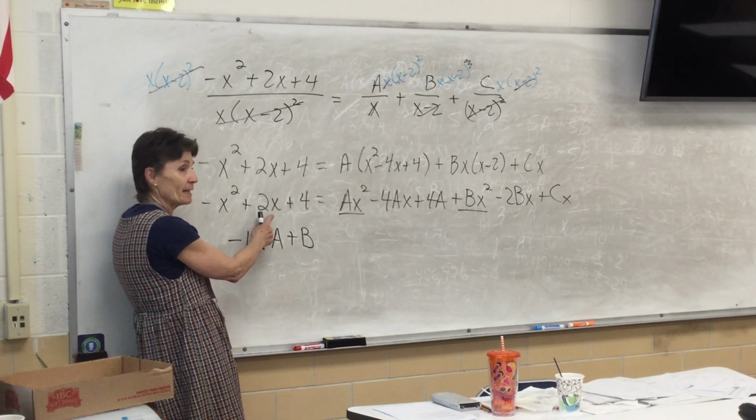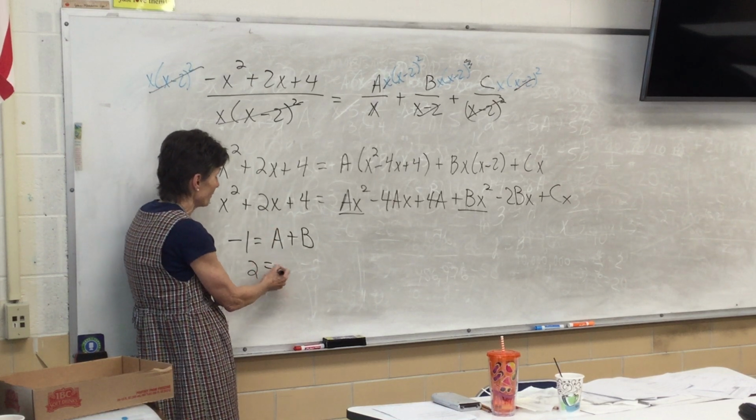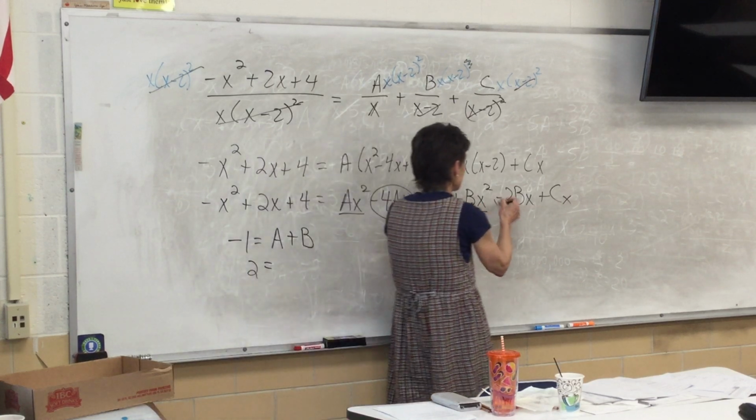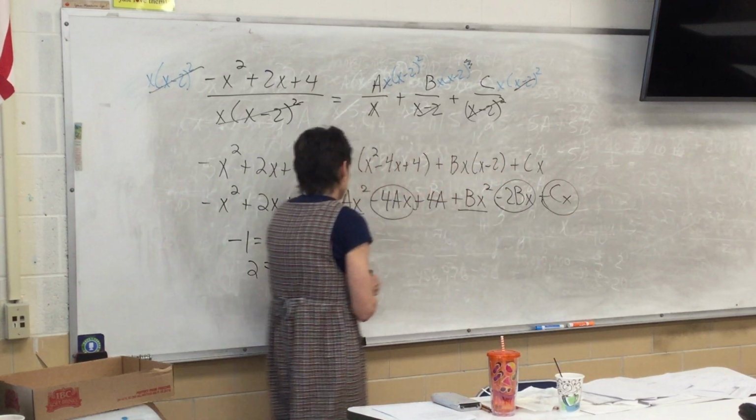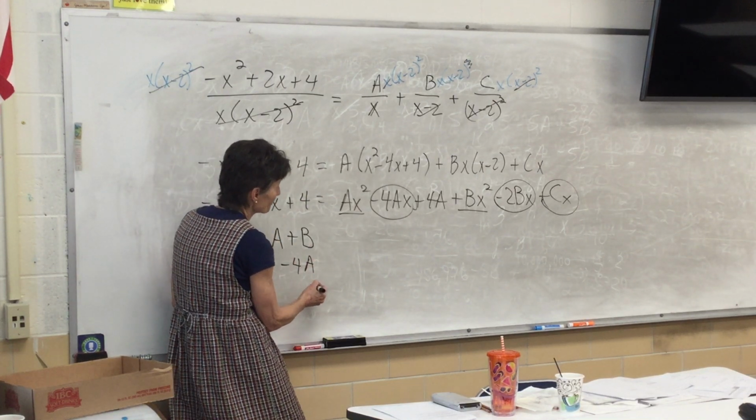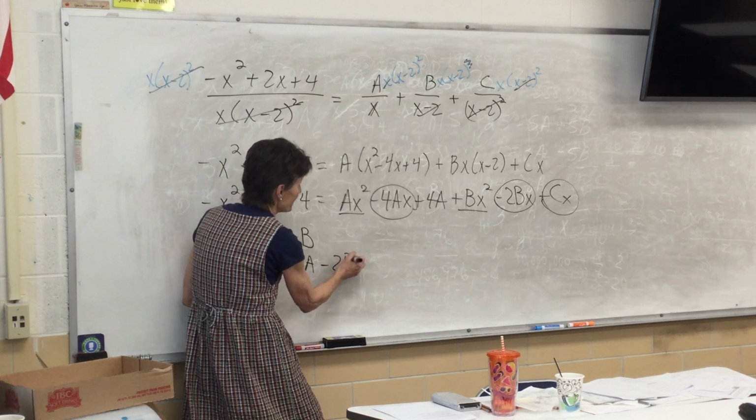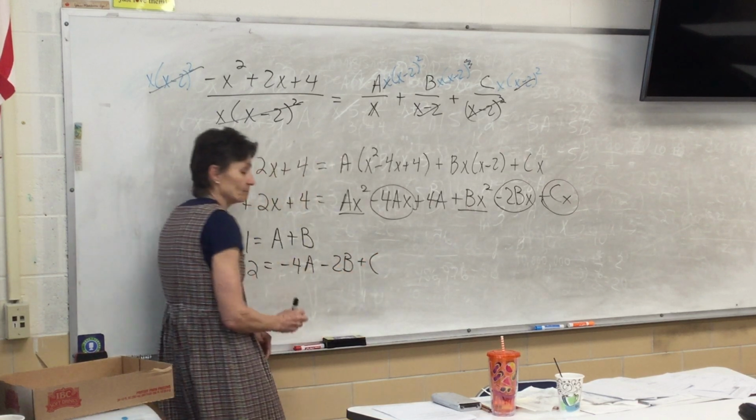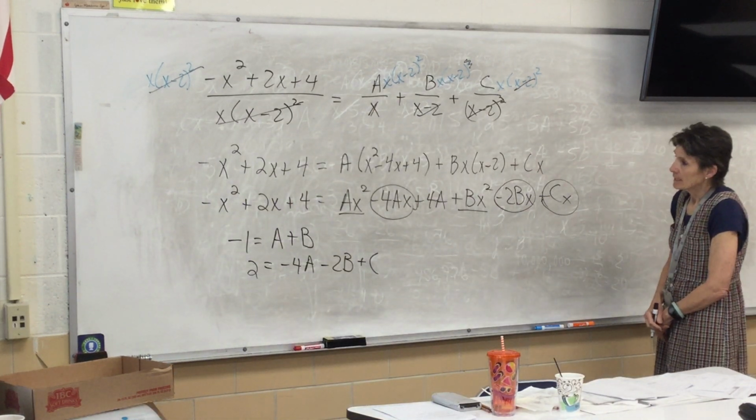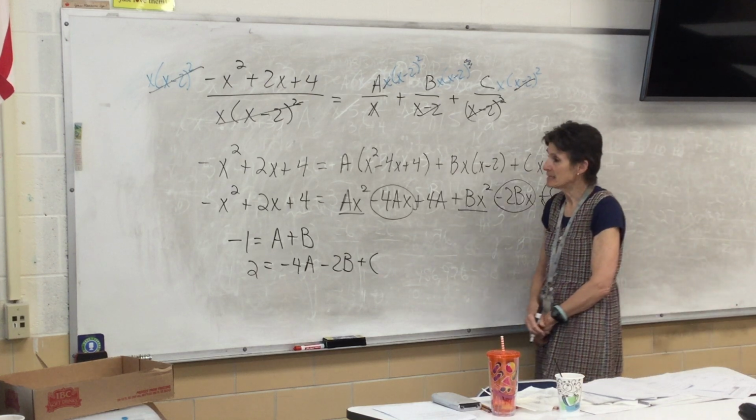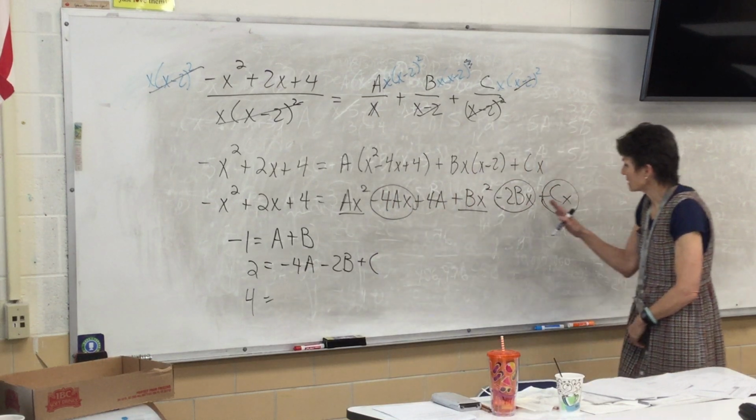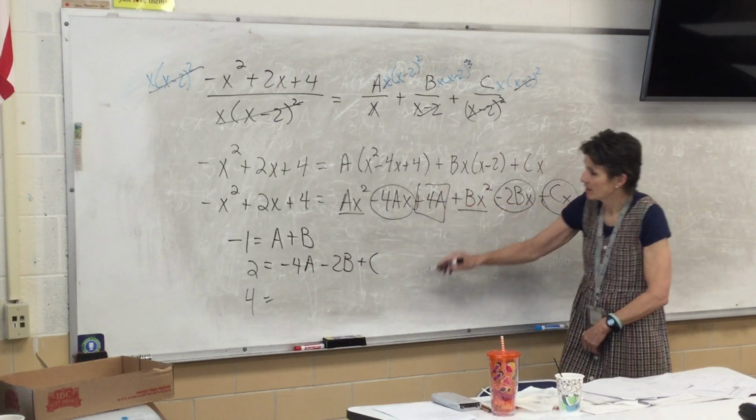Now, the plain x's, I got 2 of them over here, and that has to add up to all of the plain x's that I have on the other side. So, 2 must equal negative 4a minus 2b plus c. And finally, any plain numbers I have over here, it's 4, has to equal any plain numbers I have over here, and the only one I have is 4a.